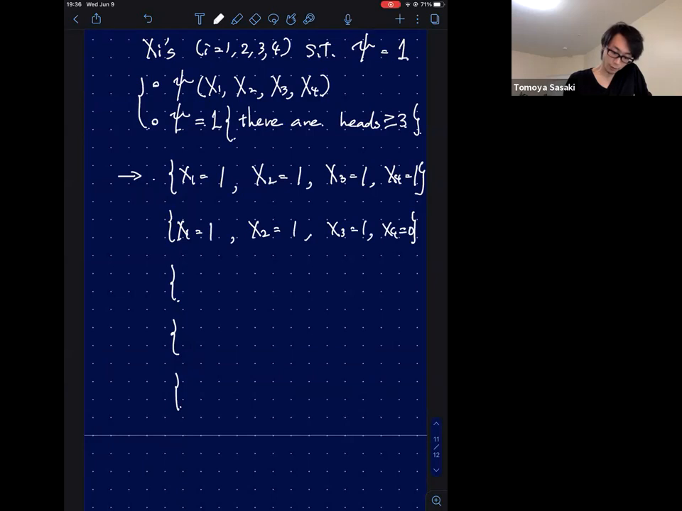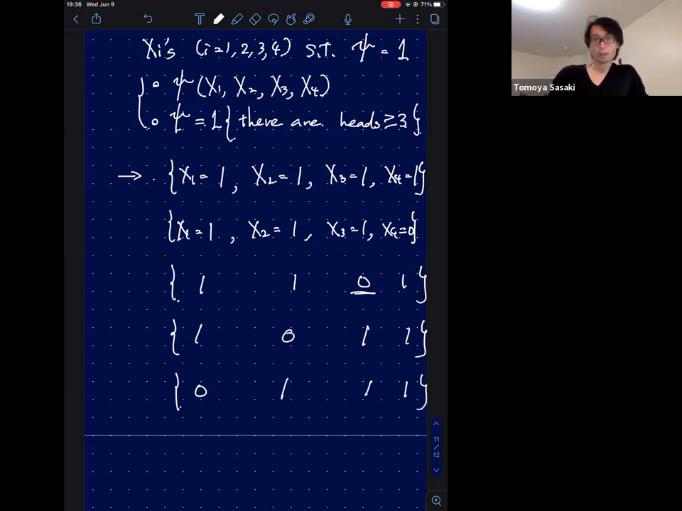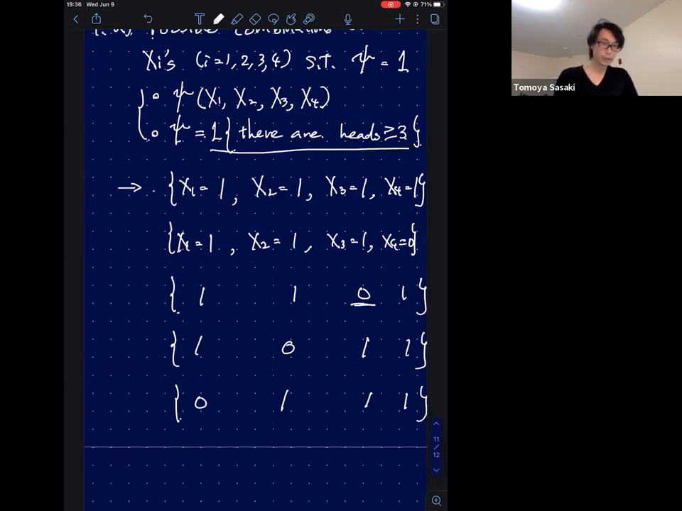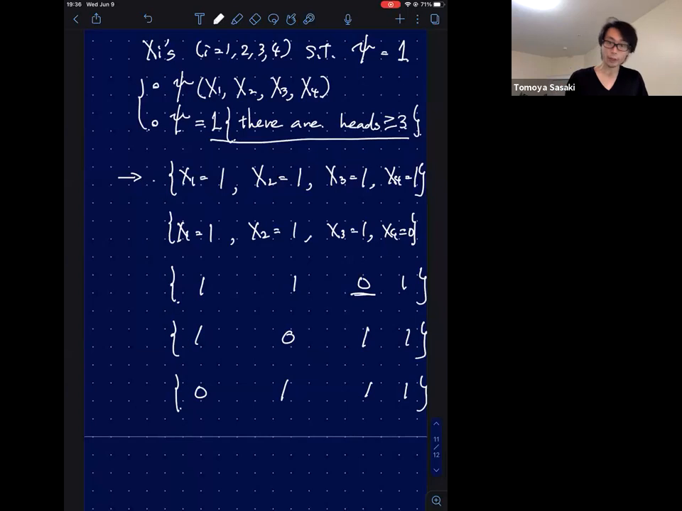Exactly. For other examples, I'm not going to write down everything, but you can do x3 equal to 0, you can do x2 equal to 0, and you can do x1 equal to 0. All of these 5 combinations satisfy the condition of psi, which is whether there are 3 or more heads or not. So these 5 combinations are the answer to this question.